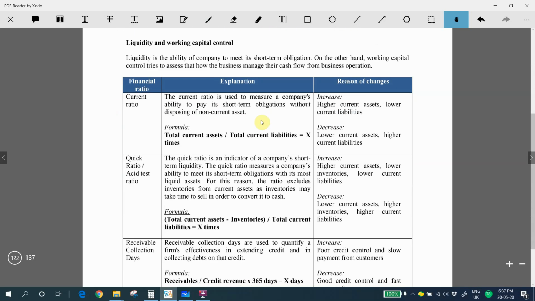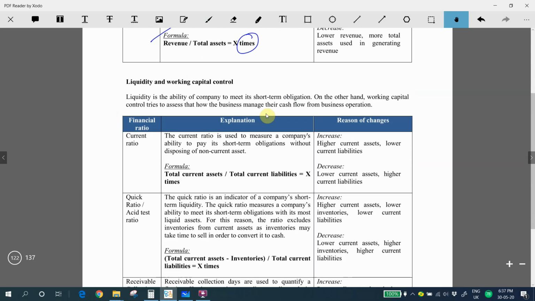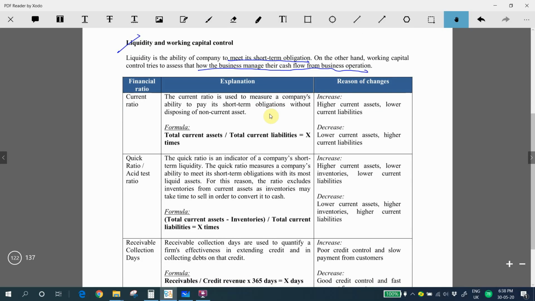Next, the next category of your financial ratios will be liquidity and working capital control. Liquidity is the ability of a company to meet its short-term obligations. On the other hand, working capital control tries to assess how the business manages its cash flow from the business operation. So the first one, current ratio.